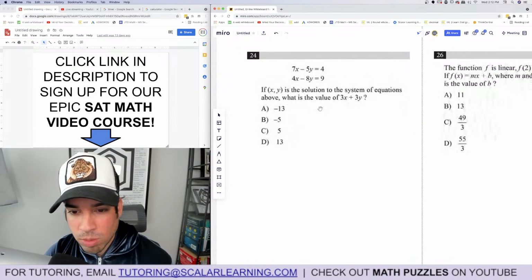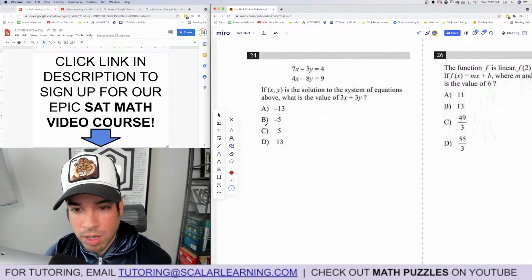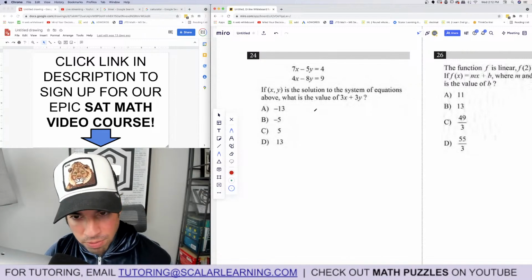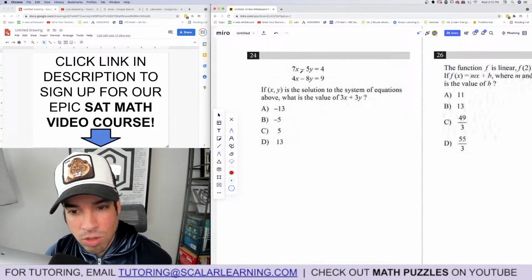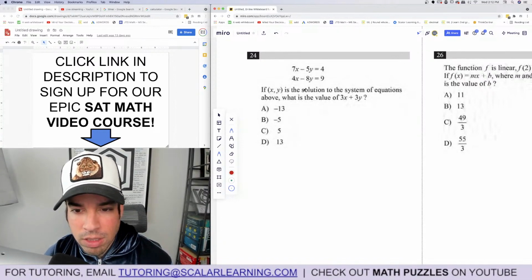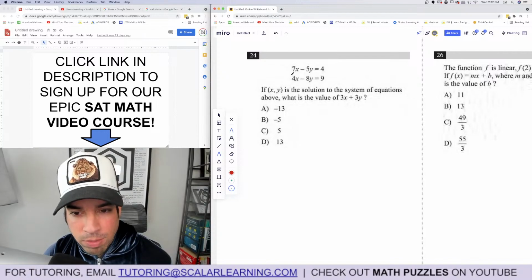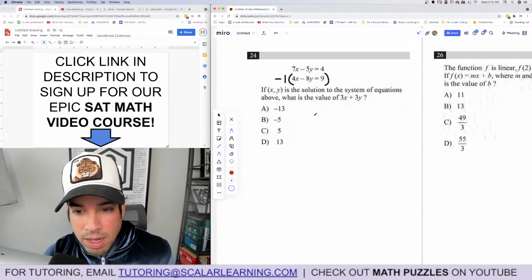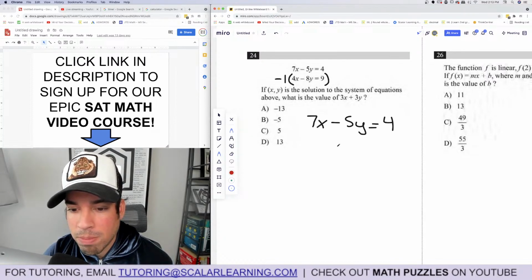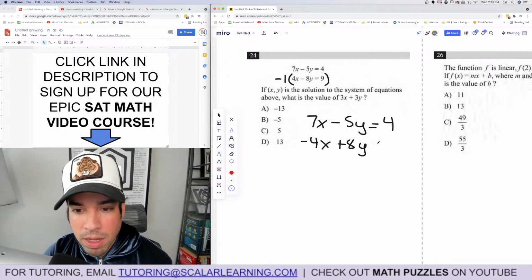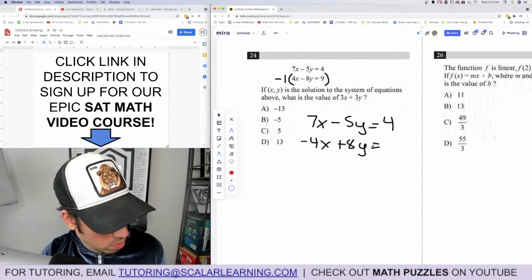24, table of values. Huge benefit to that. X, Y is the solution of the system equation above. What's the value of 3x plus 3y? Okay, this is going to be beautiful because this is a great tactic. You don't always necessarily need to solve for x and y individually. Watch this. All I'm going to do is multiply the bottom one by -1. And this is the College Board giving you a layup. So it's 7x minus 5y equals 4. On the bottom, you get -4x plus 8y equals, whoops, 1 second.